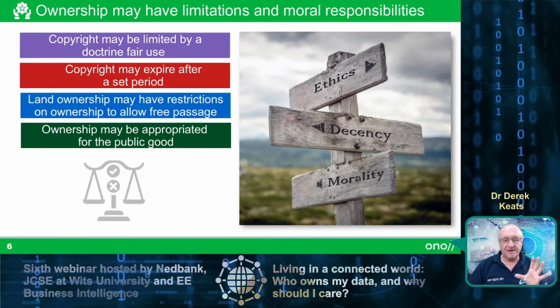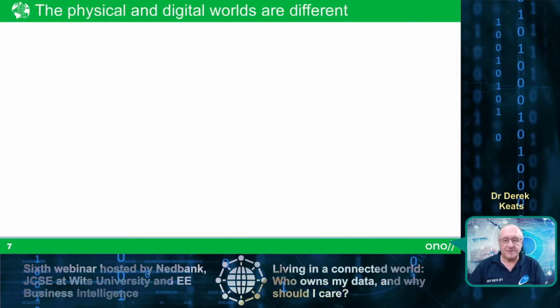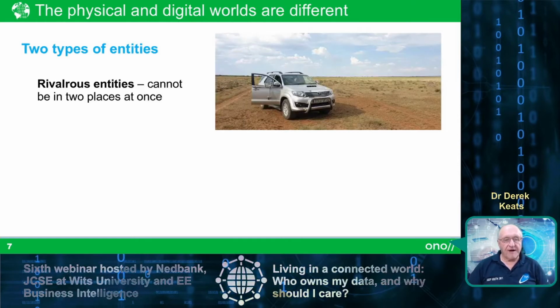Okay, so having said all of that, thinking back to the rights inherent in copyright and the notion of limitations and moral responsibilities, let's look at the physical world and the digital world and see how they're different. There are two types of entities. There are rivalrous entities. These are things that can't be in two places at once. The physical things like my glass here, things like my cell phone here, or as in the case of the image here, like my car.